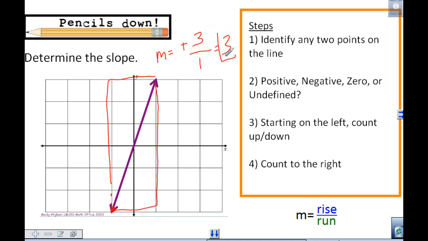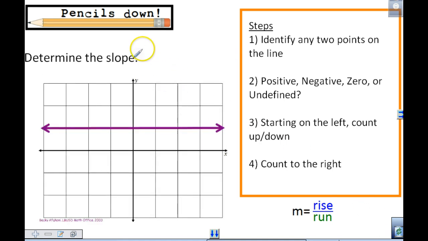Also know if I give you a slope equal to 3, you have to know that the run is equal to what? 1. 3 is the same as 3 over 1. So you'll see this often, and you'll need to graph a slope of 3. You have to know that means up 3 and then to the right 1. That's not given in here.